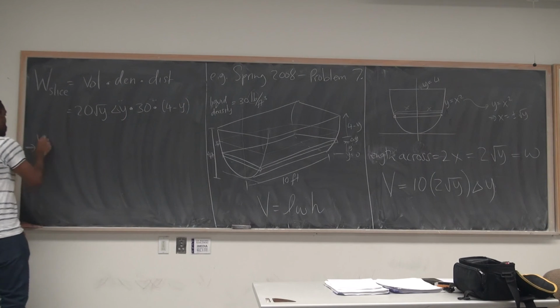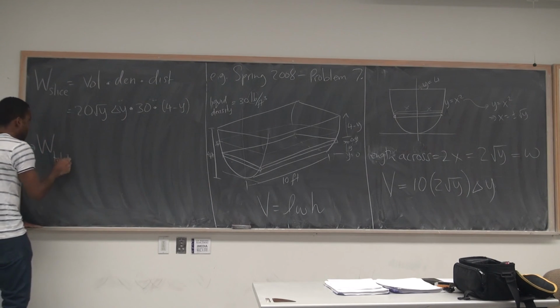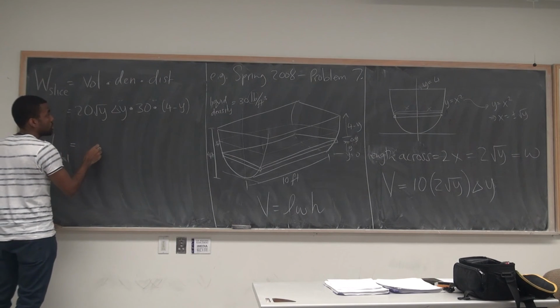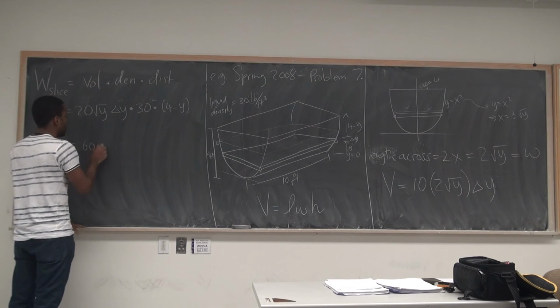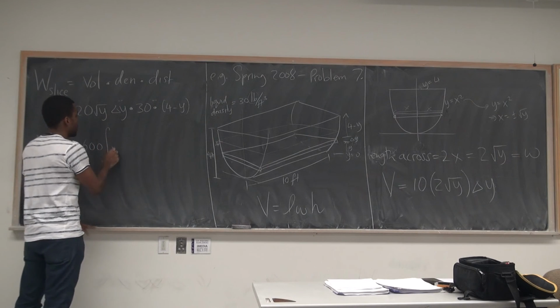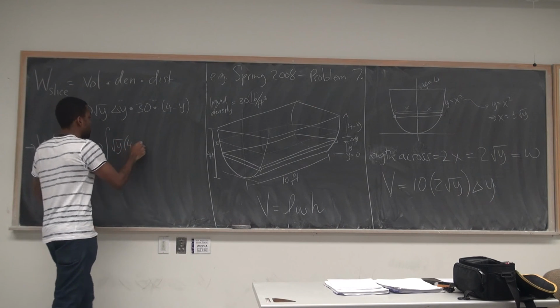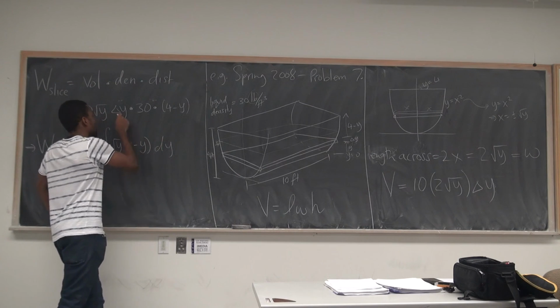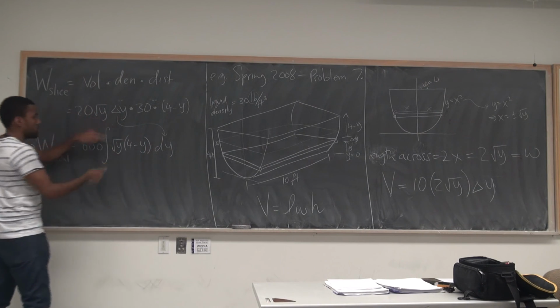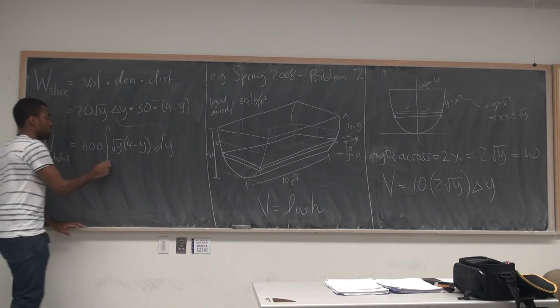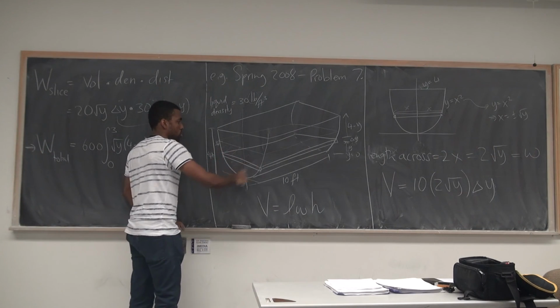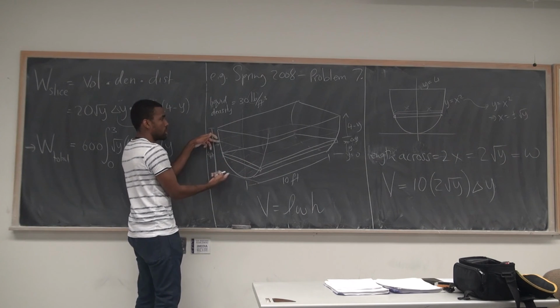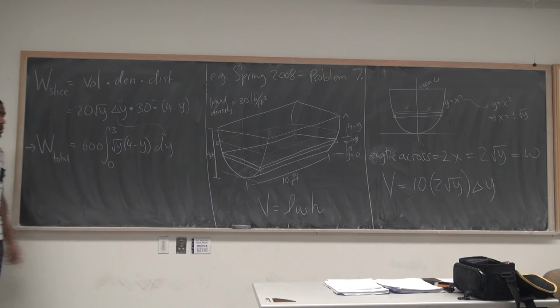This means that the total work is, what's 20 times 30? 600. Yes. Times the integral of radical y times 4 minus y dy. What are the limits on my integral? 0 to 3, right? Because that's the length of the liquid that I want to move. It's only filled up from 0 to the level of 3. That's the setup, and you just evaluate it.